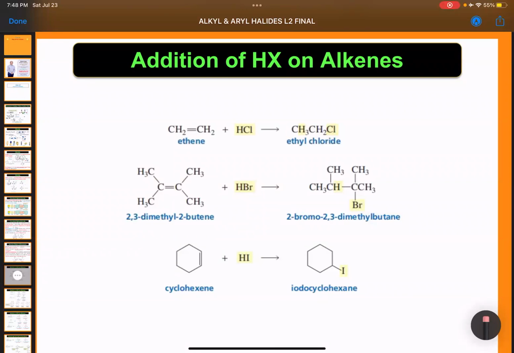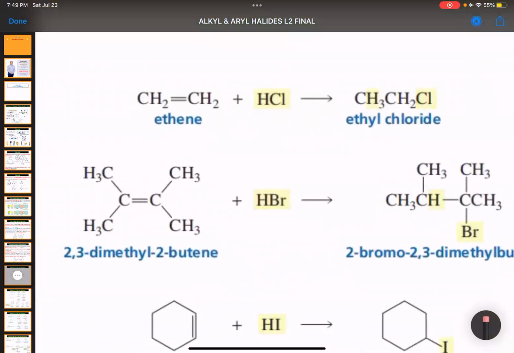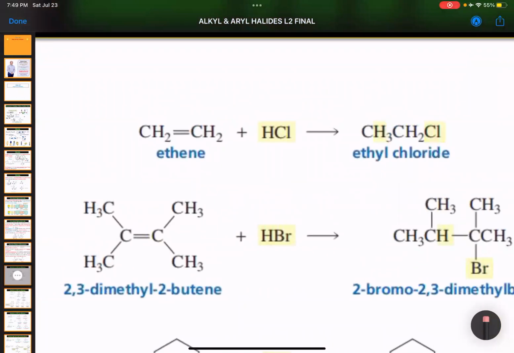Now there is another method which we are discussing for the preparation of alkyl halide, that is by addition on alkenes. So alkenes actually have a double bond, right? And you add HX on these alkenes. Is it clear?